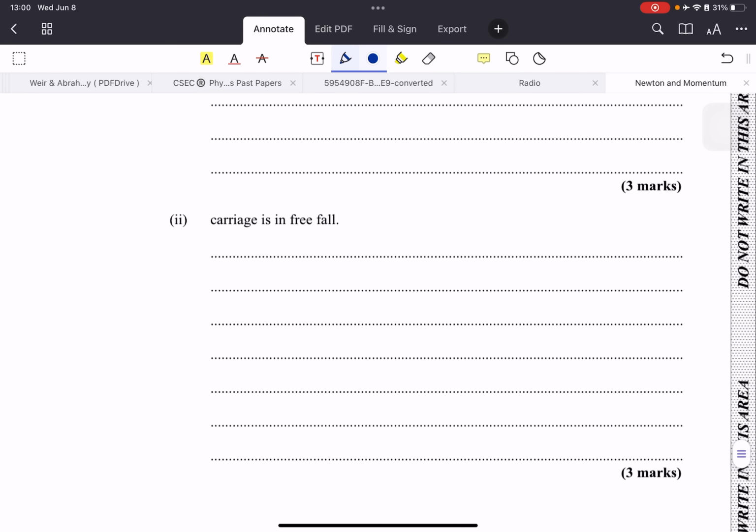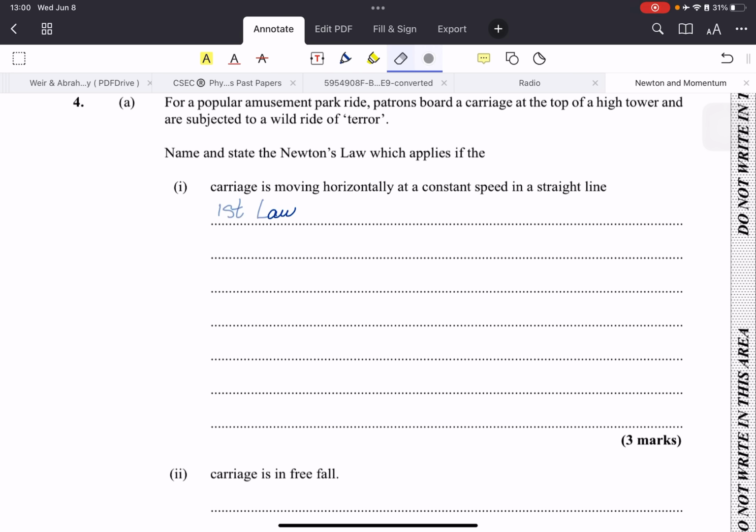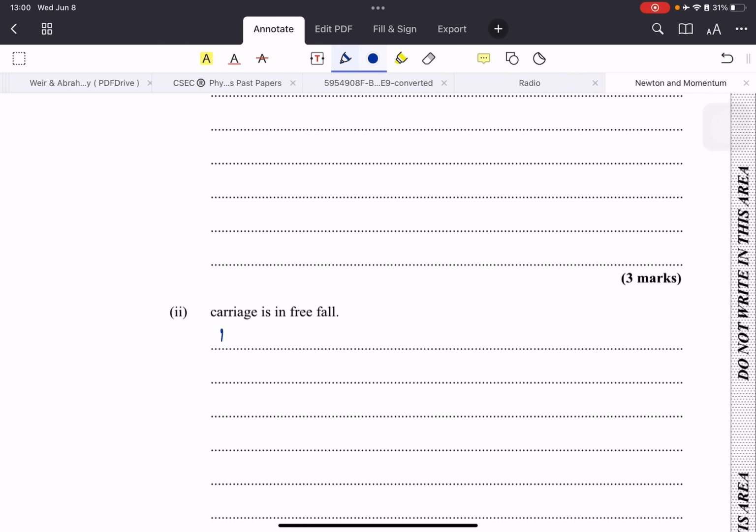If the carriage is in free fall, this is incorrect. This is the third law, right? Because if a carriage is moving horizontally that way, it actually exerts a force up. Remember, gravity is pulling it down, right? But the carriage will exert an equal and opposite force going up, right? That's the third law. And then for the carriage in free fall, it's the first law, because it will not stop until it's acted on by some external force, which would be like brakes or something, right?